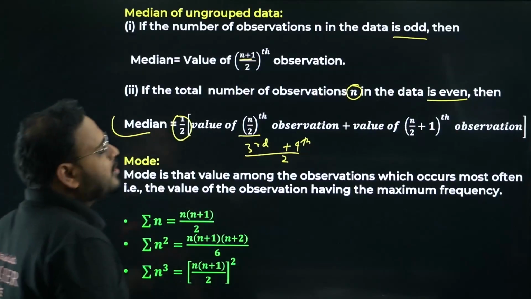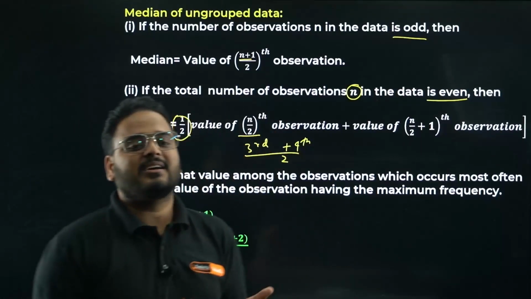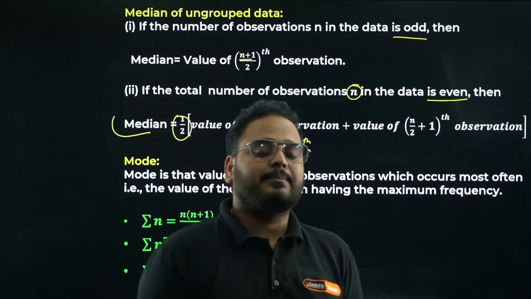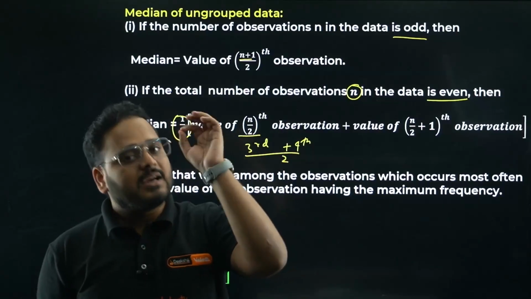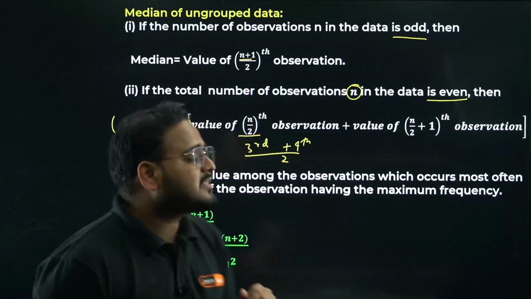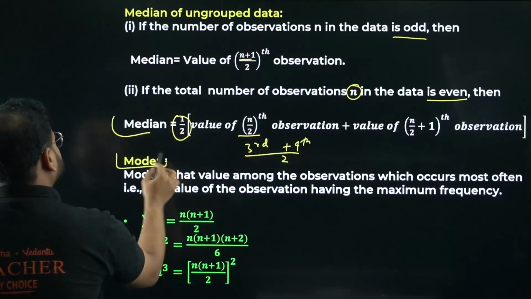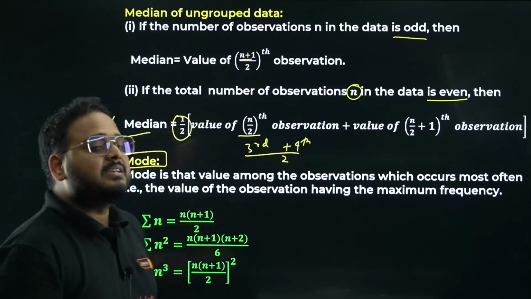Please check. Again, for mode, the simplest: whichever data is coming the maximum number of times. Since the frequency is the highest, that is called the mode of the given data set. These three are the measures of central tendency.